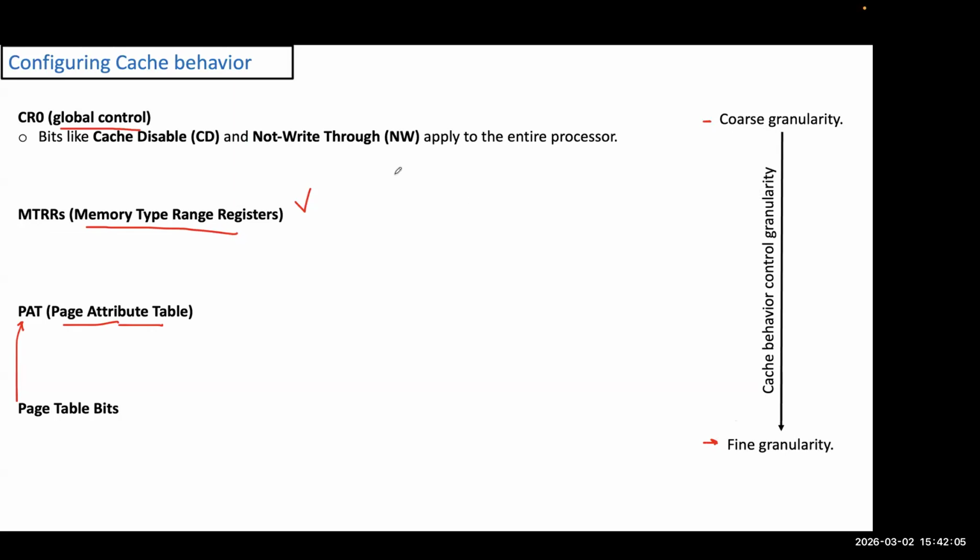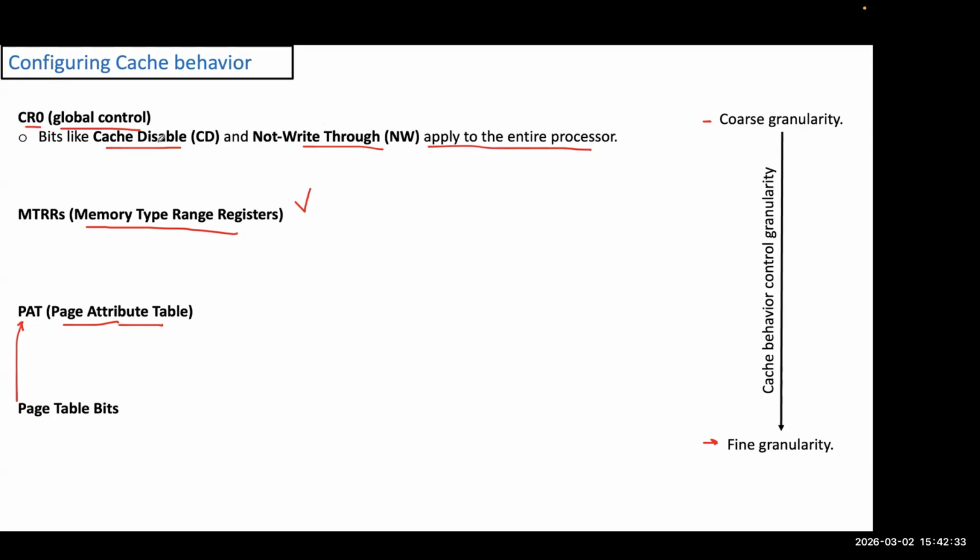So the global control using the CR0 register: you can set the bits like cache disable and not write through to apply the caching behavior to the entire processor. Which basically means that any memory accesses performed by the processor will follow the caching behavior defined by setting the bits.